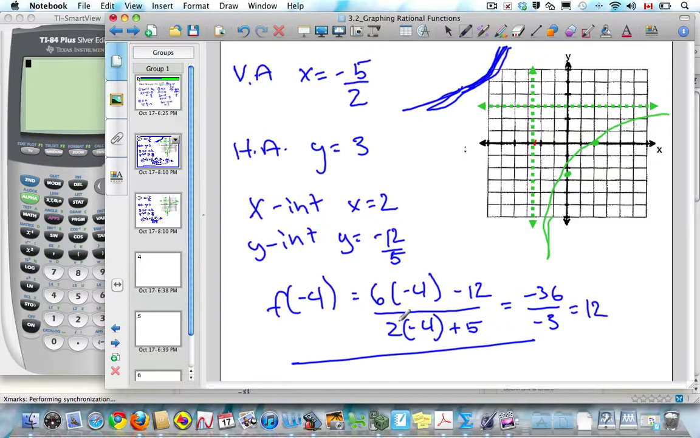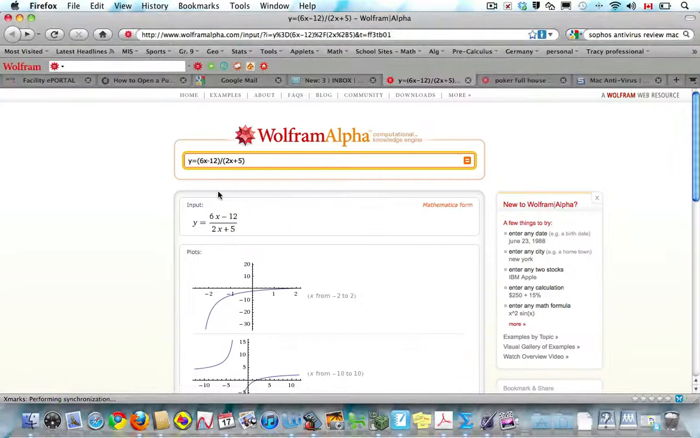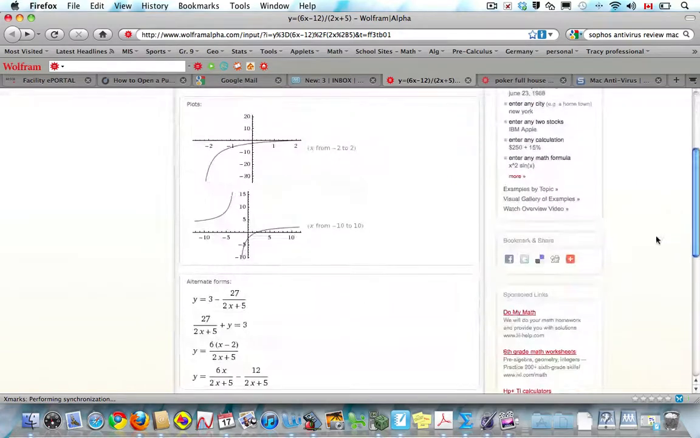Now, to see if I'm correct, the easiest thing I think I can do is go to Wolfram Alpha, which I love, and type it in as I've done here. Hit enter, and you see I get this graph here. And so it goes through negative 2.4, and it's up here as well. And there are the asymptotes. In the alternate forms you can see your horizontal asymptote.